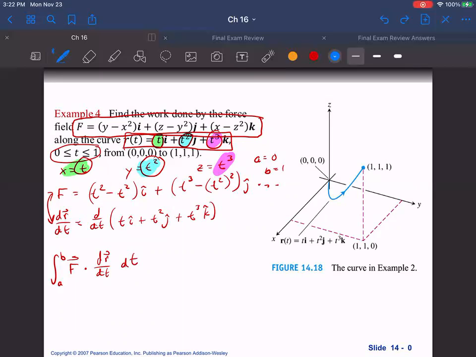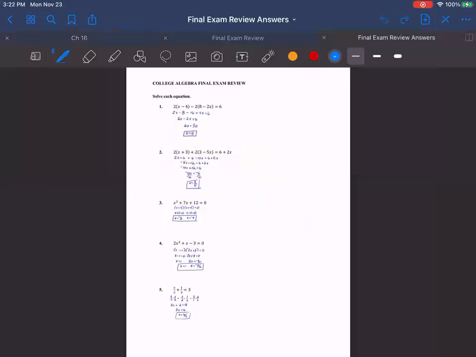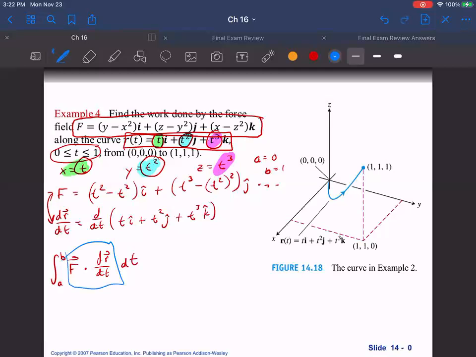So you can see I color coded what x, y, and z would all be. You substitute them into F. You take your velocity here, your dr dt, and then you dot them together and you calculate. Oops, I meant to hit undo and I clicked on the other document. You dot them together and you go ahead and take that line integral along that path.